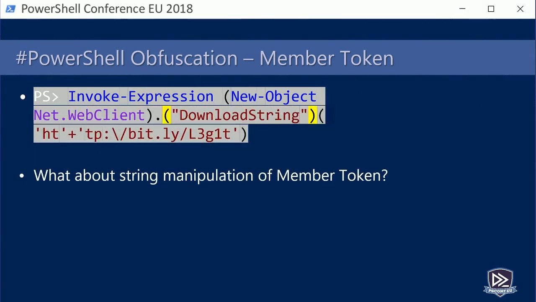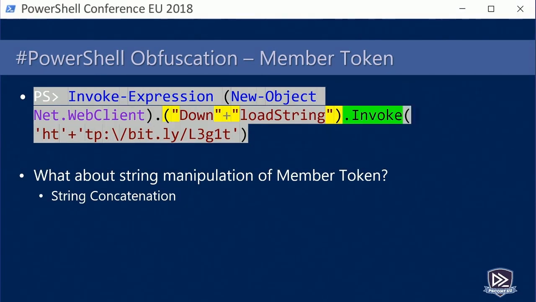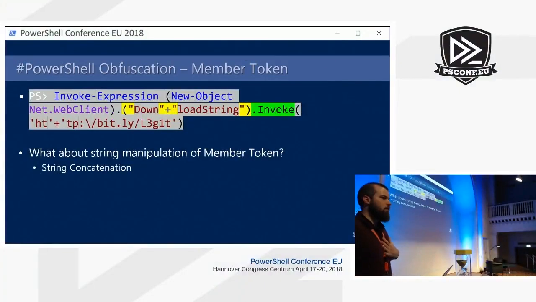You can also put parentheses around your member, and at that point you can truly treat it as a string. So you can concatenate it, and if you're in PowerShell 2, you have to add this .Invoke method or member token, but in PowerShell 3 or later it's not necessary. So again, as a defender, I don't want to make that a requirement in my detection because it's not necessary.